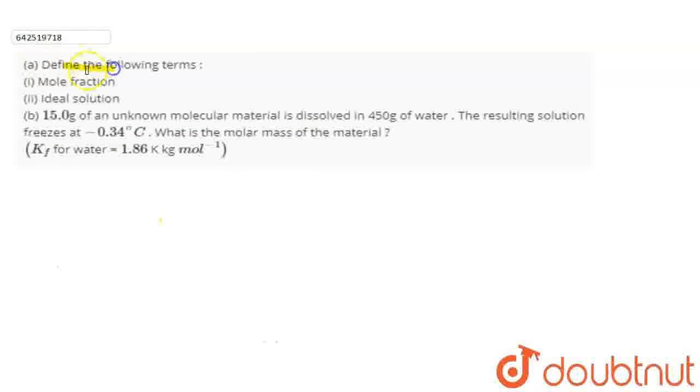Hello everyone, the question is: define the following terms, and the terms given are mole fraction and ideal solution, which we have to define. The second part of the question is: 15 gram of an unknown molecular material is dissolved in 450 gram of water. The resulting solution freezes at minus 0.34 degrees Celsius. So what is the molar mass of the material?